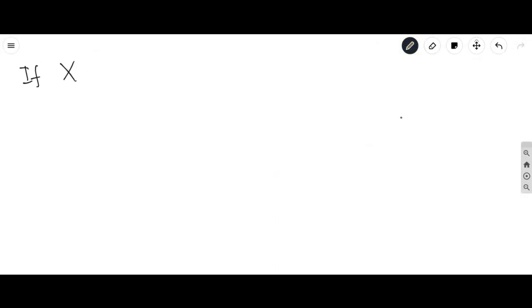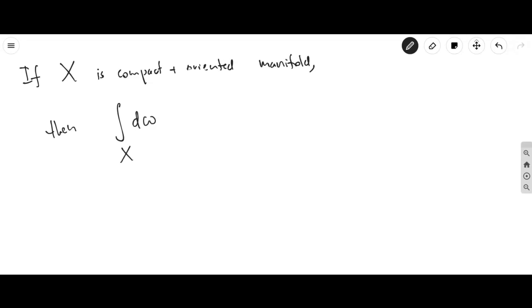So if X is a compact and oriented manifold, notice I'm not saying manifold with a boundary, but just manifold, then if you were to integrate over X dω, then that would be 0. Well, you could say that by Stokes' theorem, this is what you can say. You can say by Stokes' theorem, it should be the integral of ω over the boundary of X. But there is no boundary because it's just a manifold.